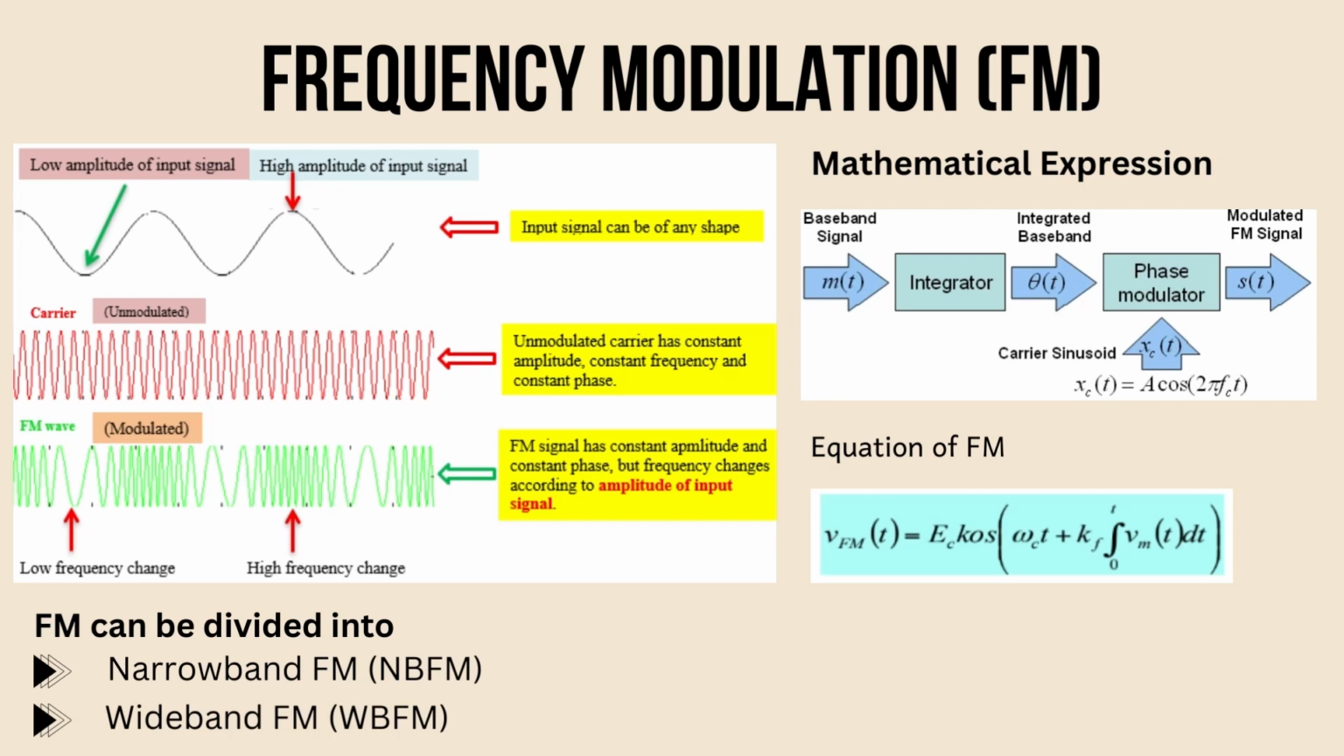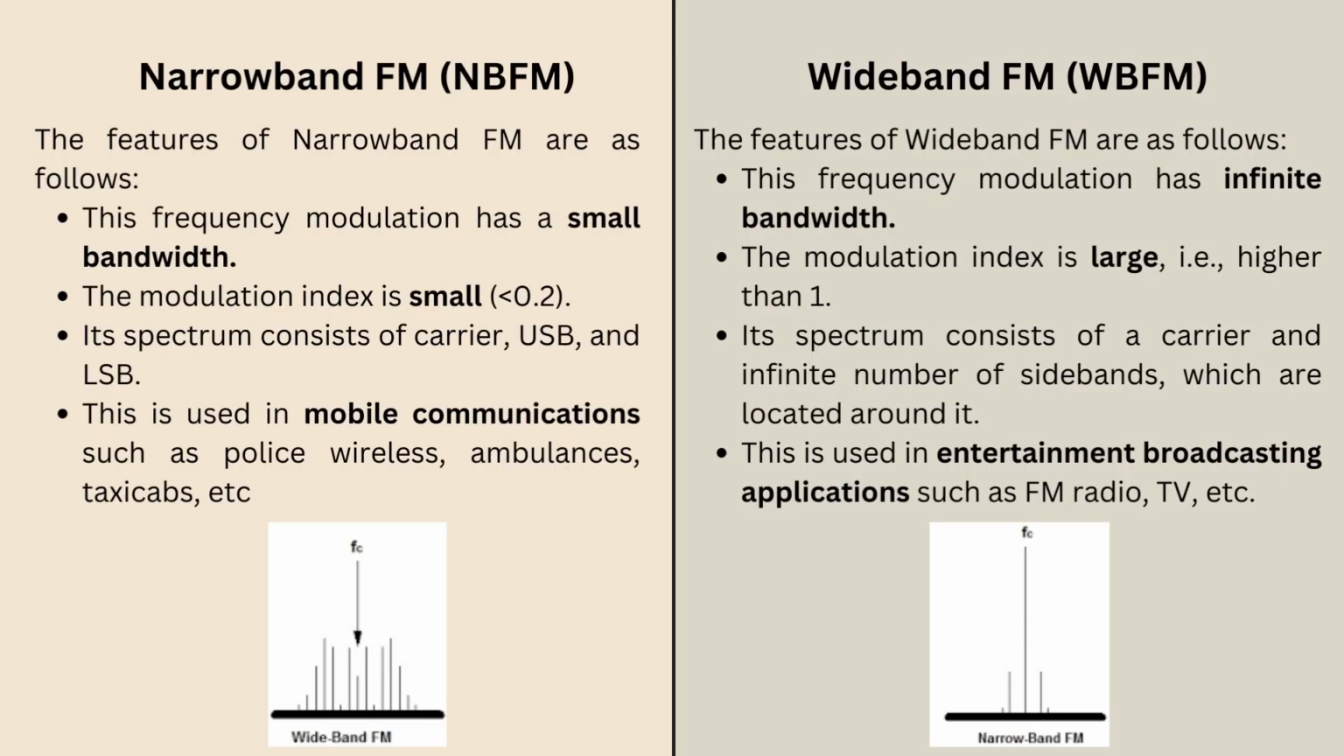From this figure, we can conclude that with the increase in amplitude of the modulating signal, the carrier frequency will be increased, or vice versa. Frequency modulation can also be divided into narrowband frequency modulation and wideband frequency modulation. These are the characteristics of the narrowband FM and the wideband FM.